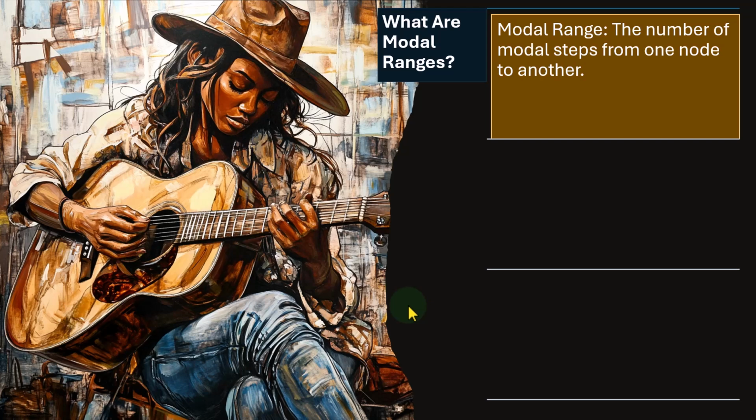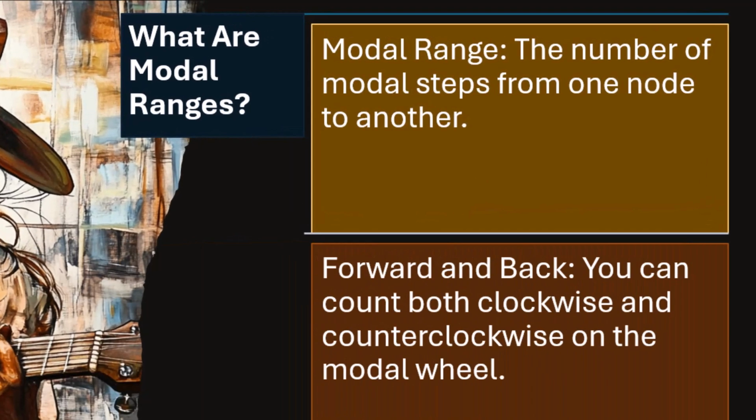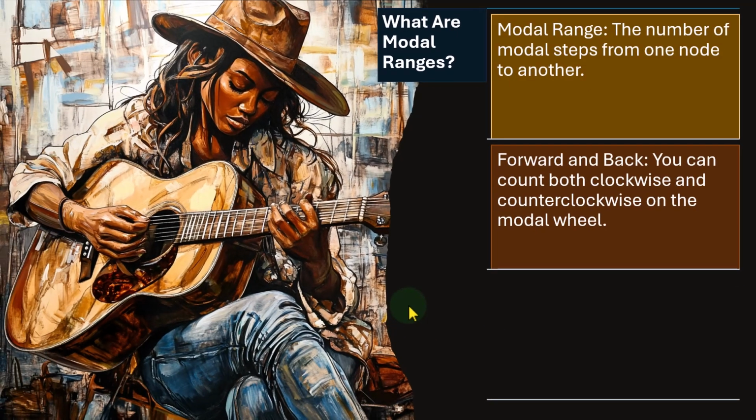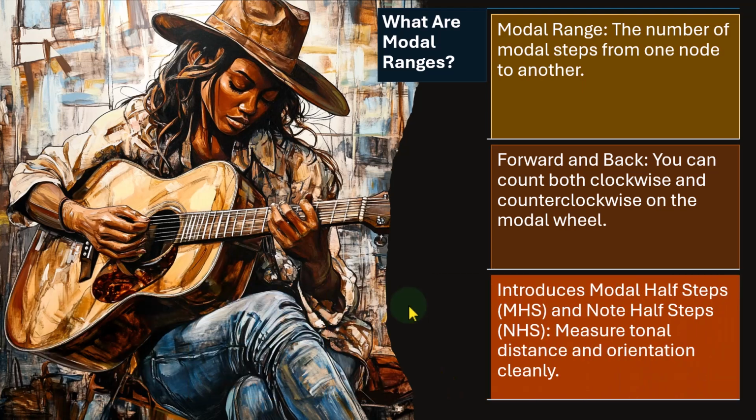Or you could have gone around the block the other way, because you could have gone around. So that allows you to quickly see what's the distance going forward, what's the distance going backwards, which is another problem with the current calculation for distance. We only say going one way. We say the inverse going the other way. We'd like to have directionality going both ways, forward and back. You can count both clockwise and counterclockwise on the modal wheel.